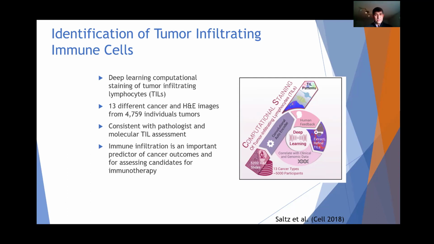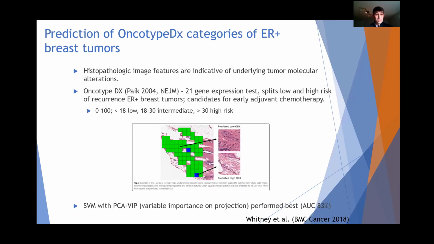And this is really important because immune infiltration can be an important predictor of cancer outcomes, and also of who should or should not be assessed as a candidate for immunotherapy. So histologic changes in tumors can also reflect molecular changes.